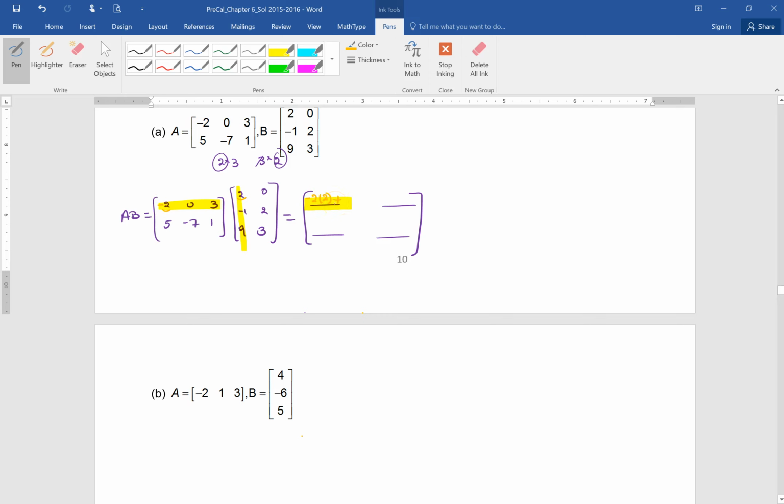Plus, what are the second terms? 0 and negative 1. Multiply 0 times minus 1. I need more room here. Plus, what are the third ones? 3 times 9. So that's the one in the first space.